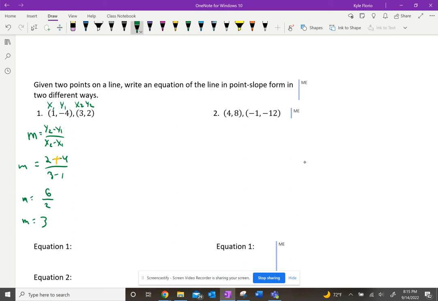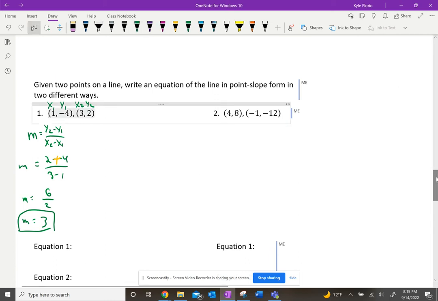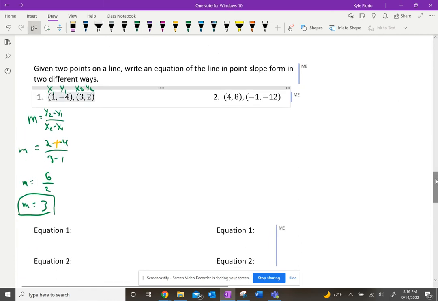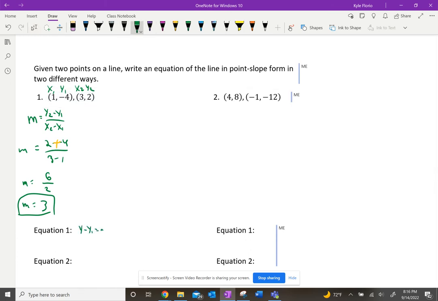So I have a slope and I have a point. It's asking me to write two different equations. I'm going to write one equation with the first point, and then I'm going to write a second equation with the second point, because it doesn't matter which point we use. It's going to still be the same line. So I'm going to use this first point here, y minus y1. So we're going to be plus 4 instead of minus 4. It's the opposite. Equals m, which is 3, times x minus x1. So x1 is positive 1, so it's going to be minus 1. And that's it.